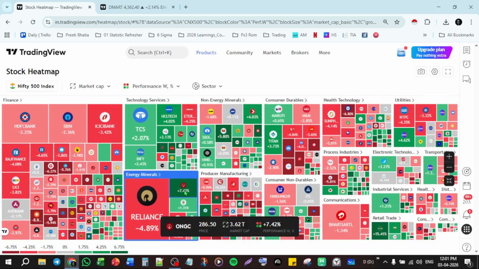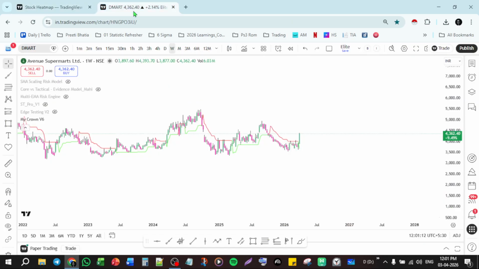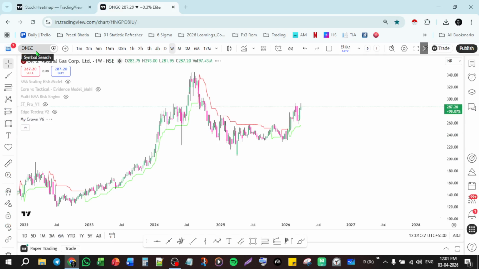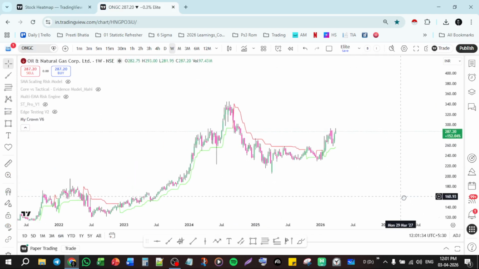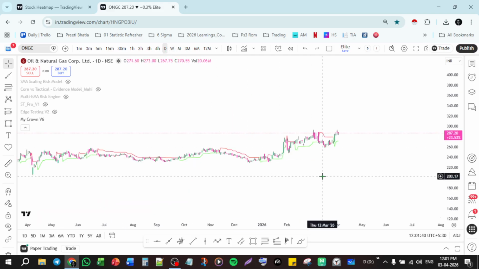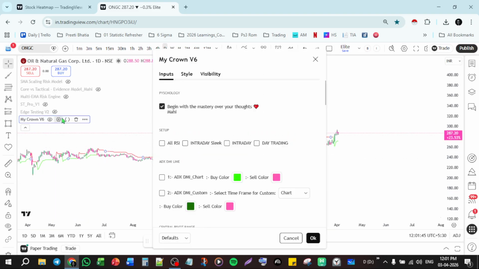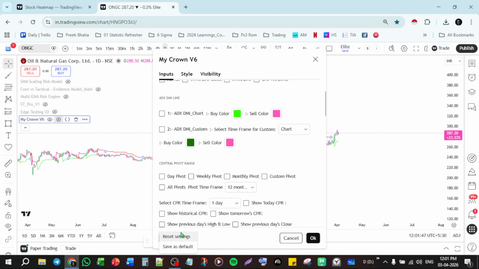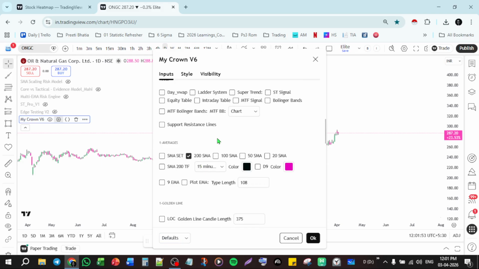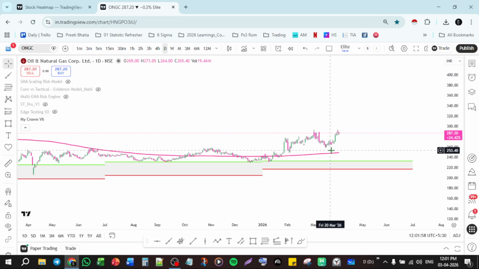So yeah, ONGC 7%. So same thing. ONGC, yes, is an uptrend weekly. It's an uptrend daily. It was a good entry here. Okay, so what will I do first? I will reset. Go and set my SMA 200 and put my ladder. It's above the ladder, excellent. Uptrend is confirmed.